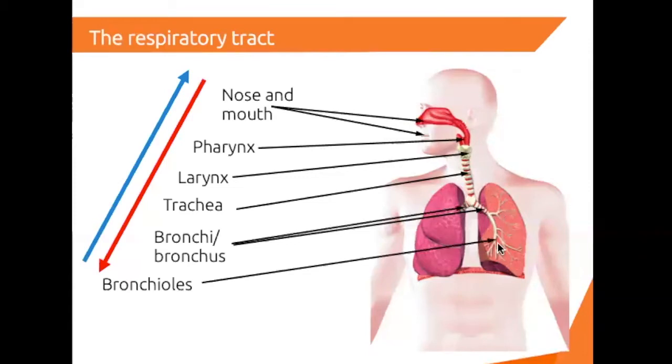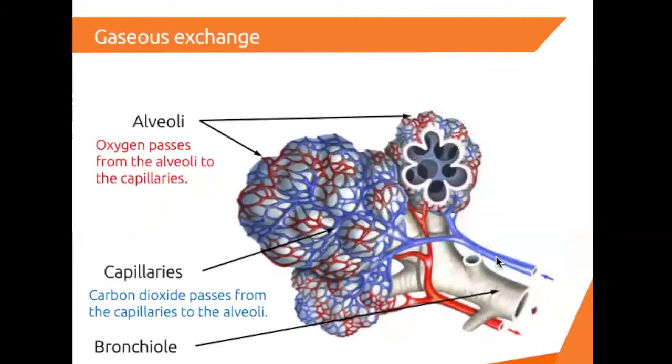Now, on the end of those, you've got some little air sacs. Does anyone know what they're called, the little air sacs? Begin with A. Sounds a bit like ravioli. Well, sort of. Yeah, you got in there, Ash. Well done. Alveoli.